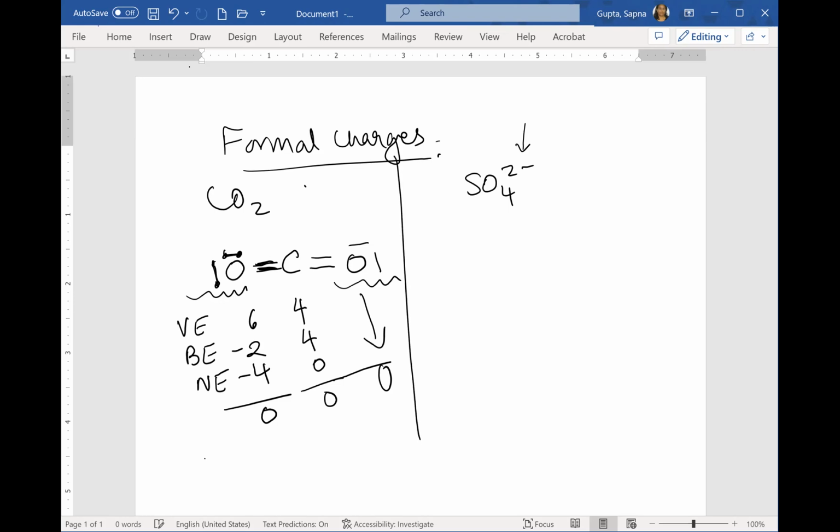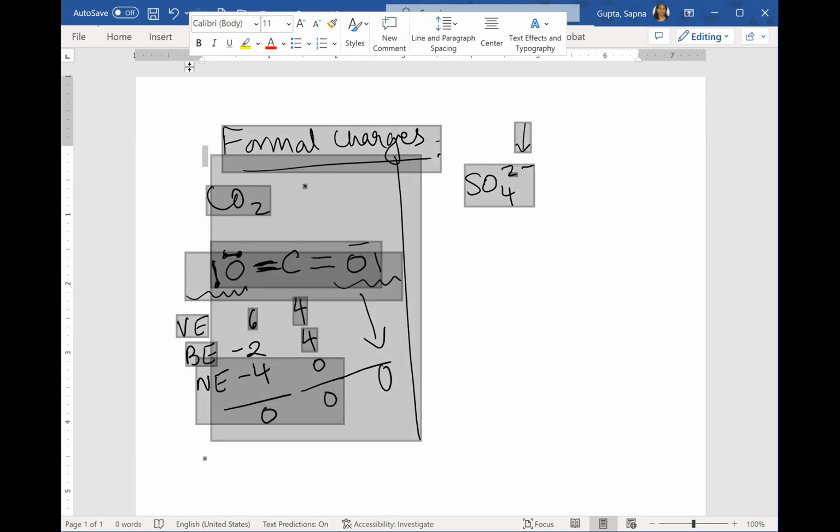So that's one. Okay, now let's talk about the sulfate ion. So in the sulfate ion, the first thing is to draw the Lewis structure, which if you need some help with the polyatomic Lewis structures, then go through my pencast on that one or the video that I have.